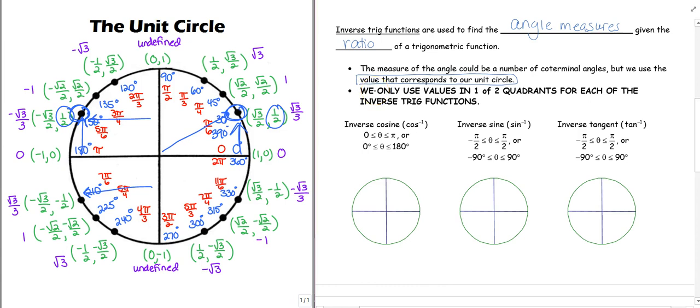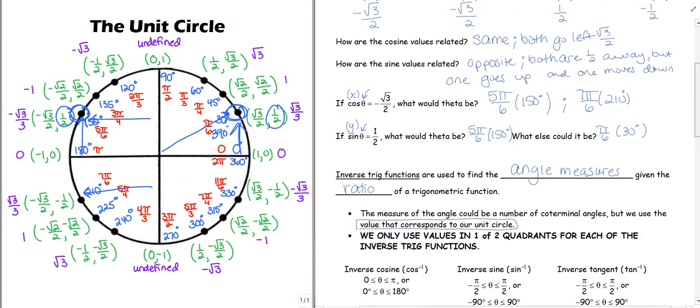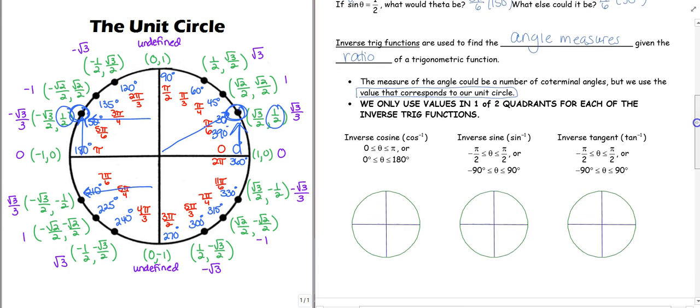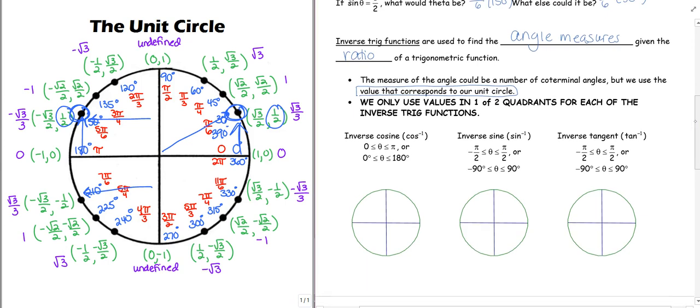We only use values in one of 2 quadrants for each of the inverse trig functions. So this is where it's going to get tricky. We learned above that there were 2 different angles that had that ratio. Only one of the answers is correct. We found that there were 2 different angles that gave us a sine of 1/2, but only one of those angles is actually the correct answer. So each time I ask you for the angle that corresponds to that ratio, although there are 2 that fit that description, only one of them is going to be the correct answer.